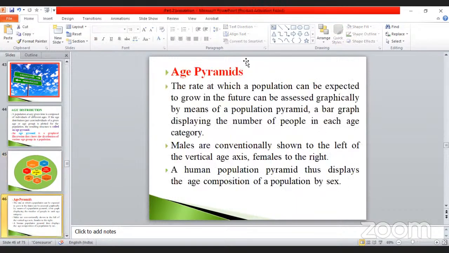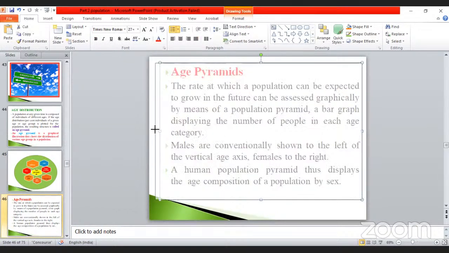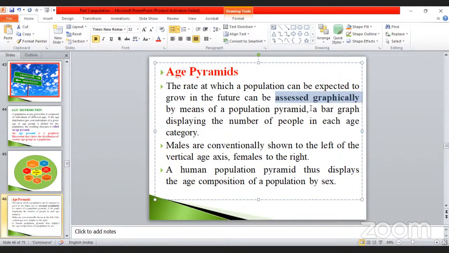See here, the age pyramid. What does that mean? Already we discussed, they are calculated depending upon the age. The rate at which a population can be expected to grow in the future can be assessed graphically by means of population pyramids. Assessed graphically, that is very, very important. Already we saw it in a graphical representation: a bar graph displaying the number of people in each age category. Sometimes the bar graph is used. I will show you how it looks.